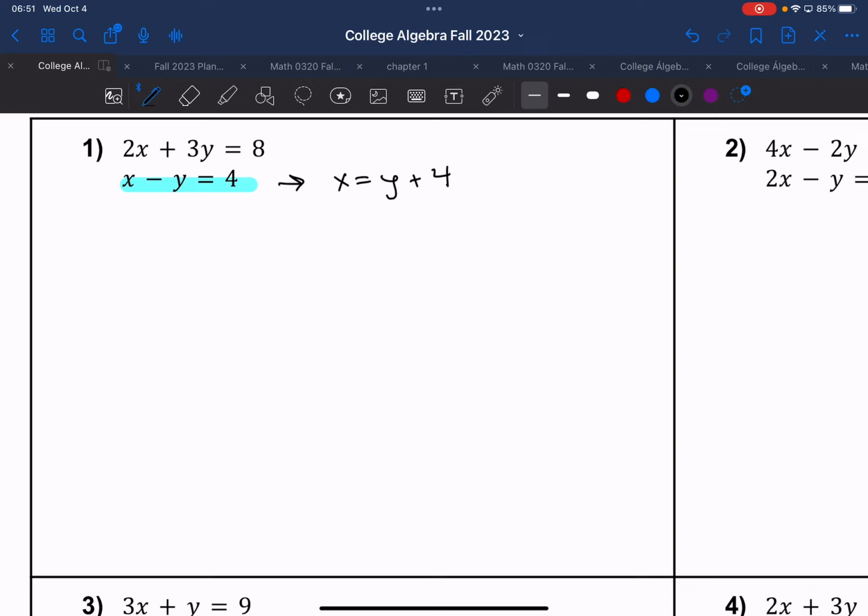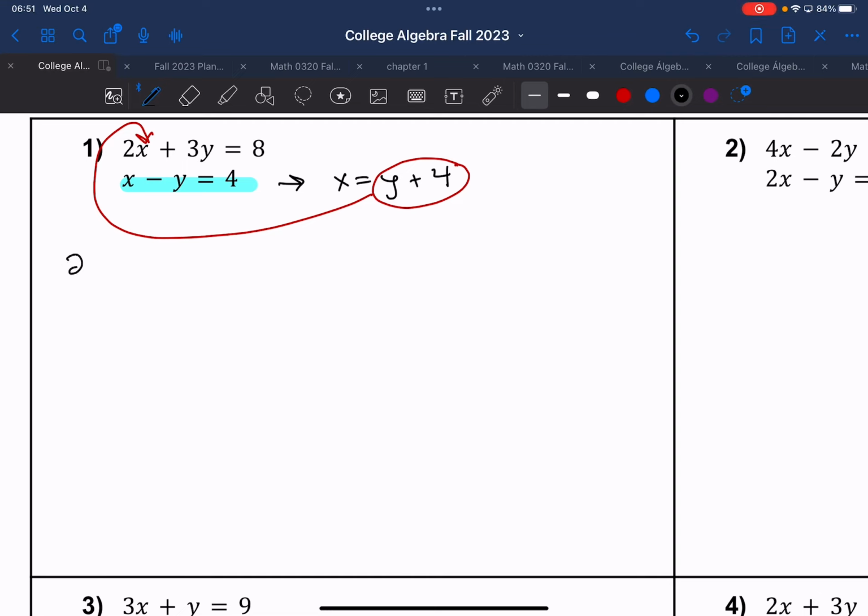So in substitution, our goal is to get one equation where we have a variable by itself. It doesn't matter if we get the x by itself or the y by itself, whichever is easiest. In this case, it was easiest to get the x by itself because all we had to do was add the y over. Once we have an equation in terms of one variable, we are going to substitute x equals y plus 4 everywhere we see an x in the top equation. So we're going to take this y plus 4 and plug it in for this x value.